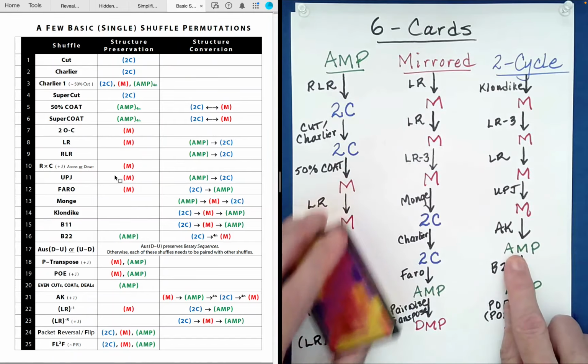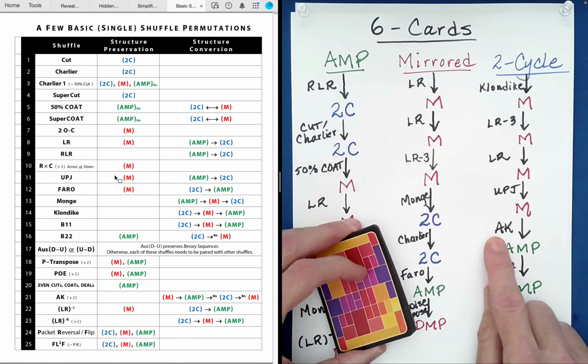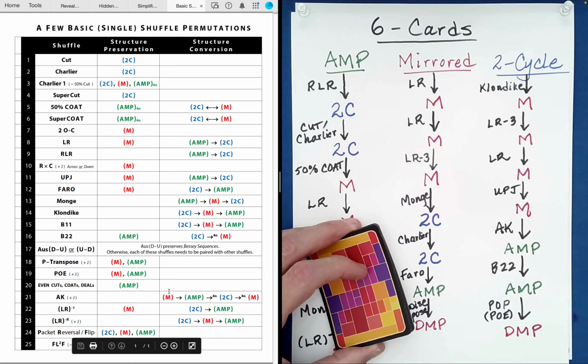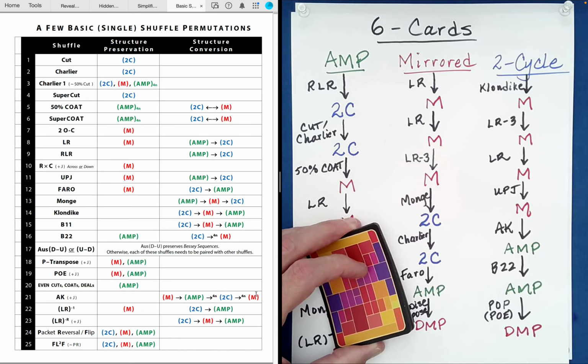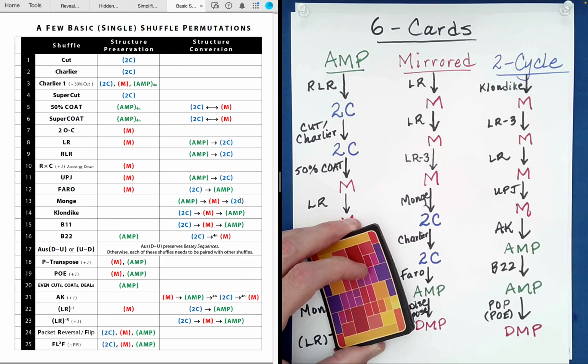Okay, and now we're going to do one that we haven't shown you. It's a really cool, powerful one. It's called an alternate Klondike. That's what the AK stands for. AK down here, alternate Klondike. And as you can see, it's the longest chain, isn't it? It will take you from a mirror to an AMP to a 2-cycle to a mirrored. It will do a complete cycle. So you can go all the way around, just like this original little chart that we had, the simplified version, you can just go round and round. Okay. Now there are restrictions for some of the legs of that journey, if you notice.